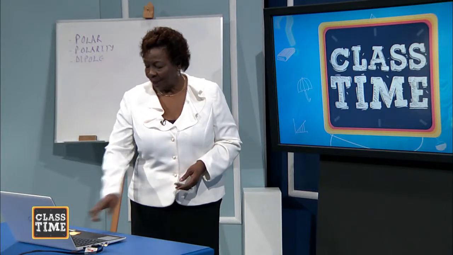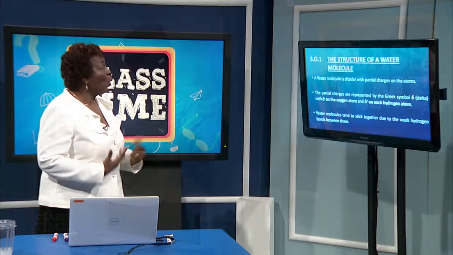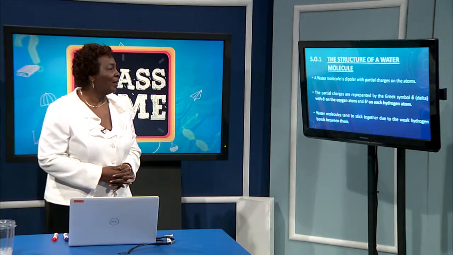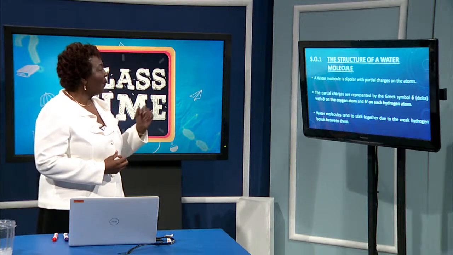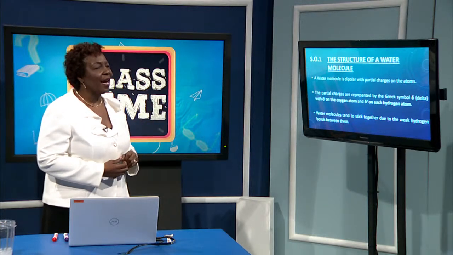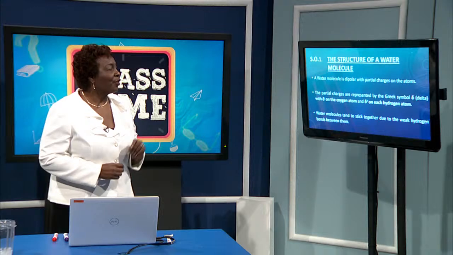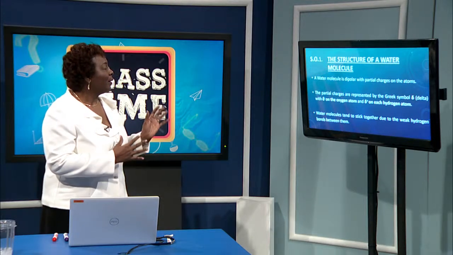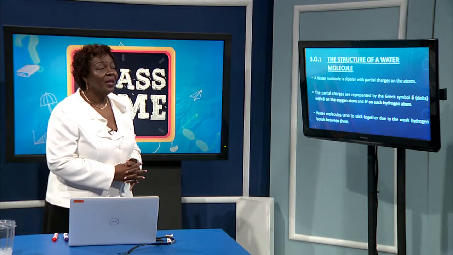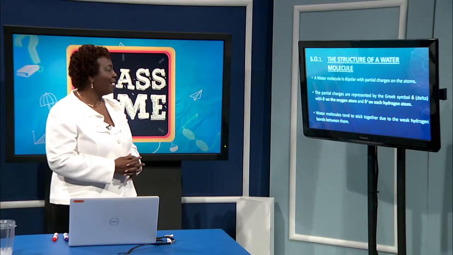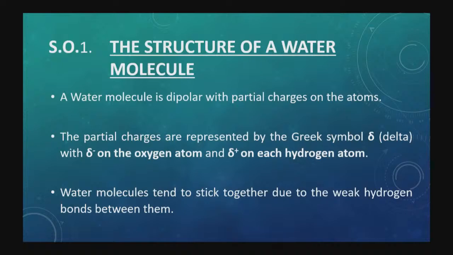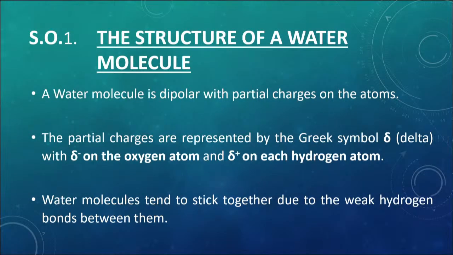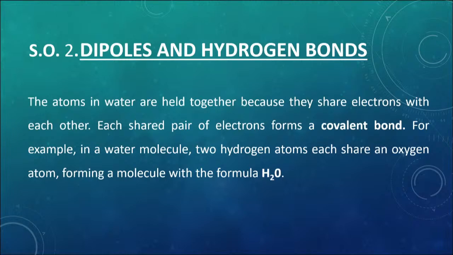Now, the water molecule is dipolar with partial charges on the atoms. The partial charges, as we saw in the diagram before, are represented by the Greek symbol delta negative for the oxygen atom and delta positive for the hydrogen atom. And of course, just to inform you before we move on, the water molecules tend to stick together due to the weak hydrogen bonds that exist between them.